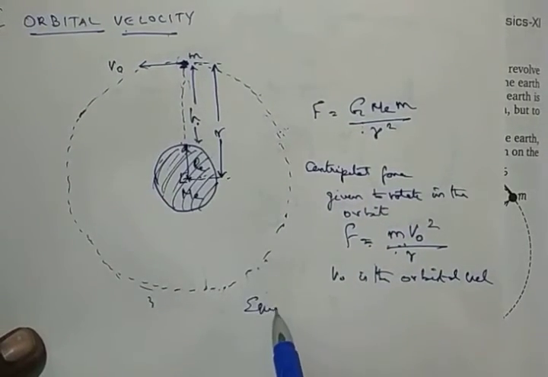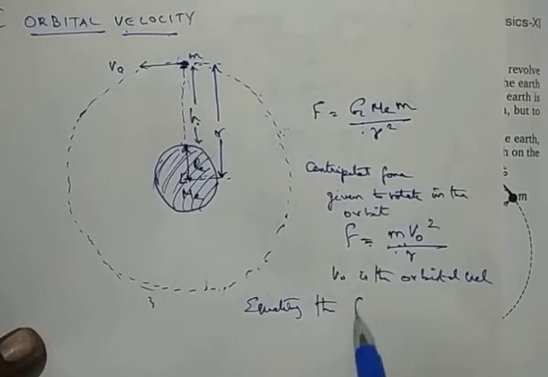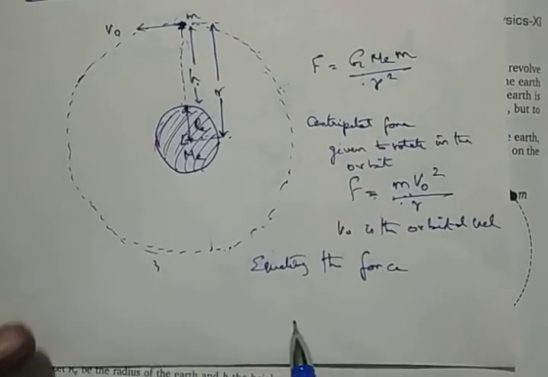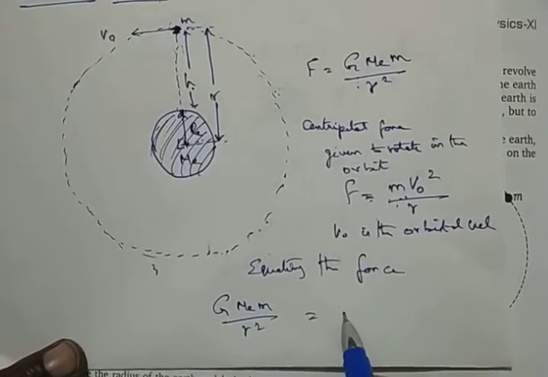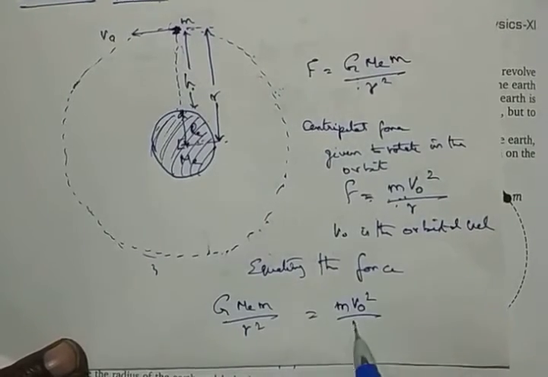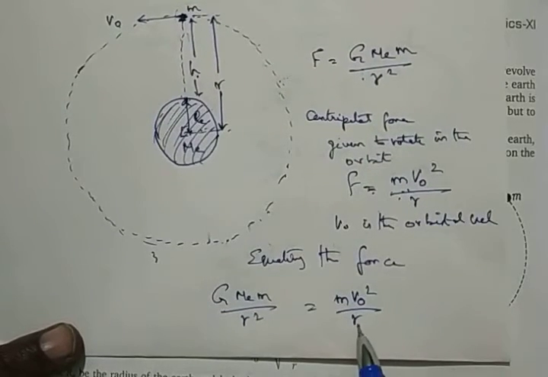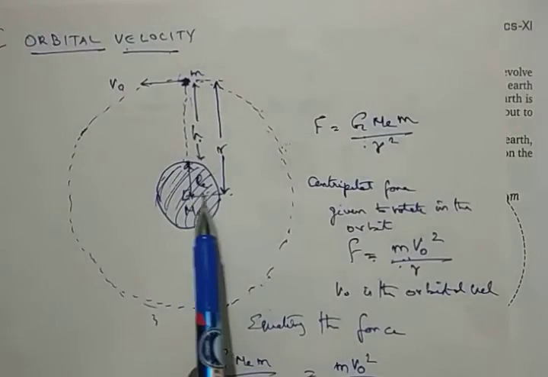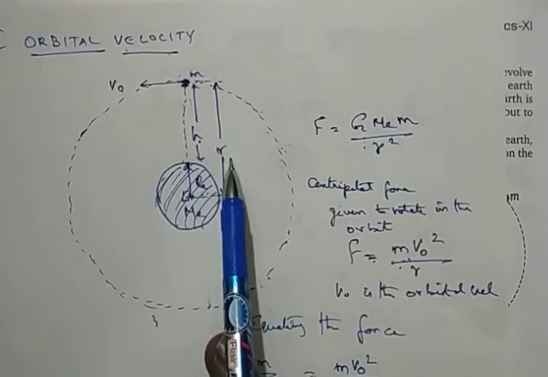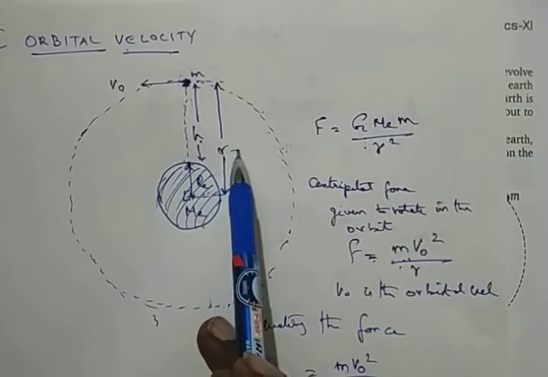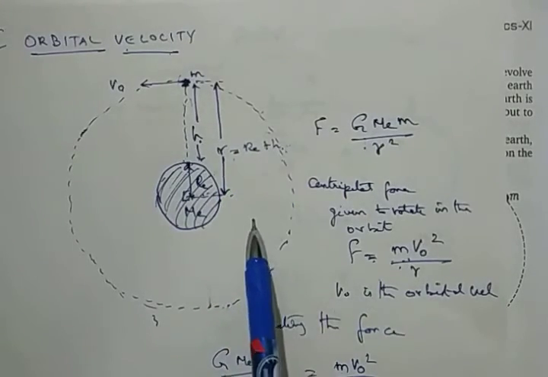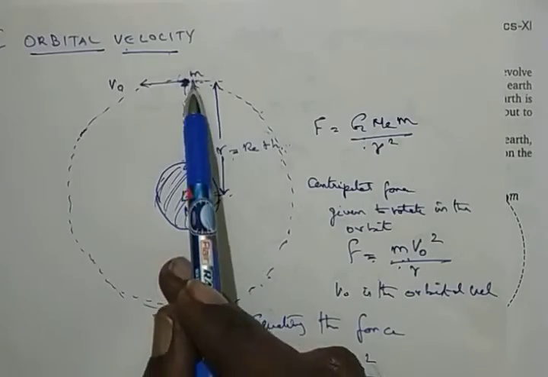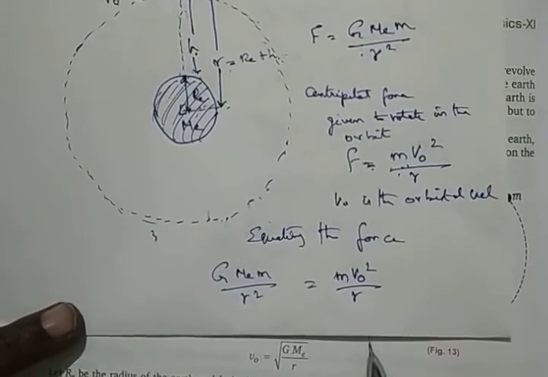Equating the forces, what you get here: G M_E m upon r square is equal to m v naught square upon r. Now remember, what is r? It is from the center of this Earth till the top point. That is called r. In other words, this r is also equal to R_E plus height. That is what the total thing is.